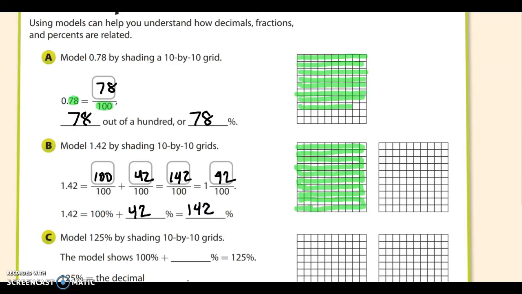Now I didn't shade that in yet, but I'm going to. 1, 2, 3, 4, that's 42. So up here, this is 78%. This is 100%, and this is 42%. So the total there is 100% plus 42%, which is going to be 142%. So we're going over 100%. All right, moving on.